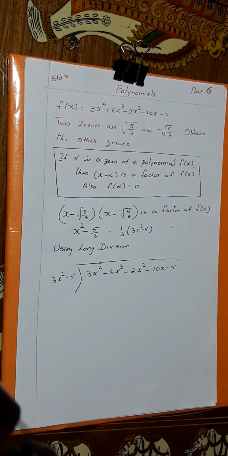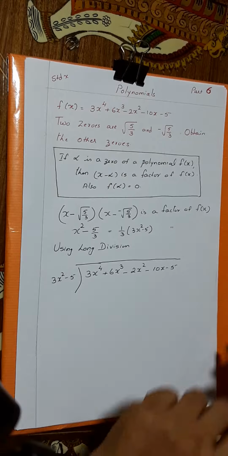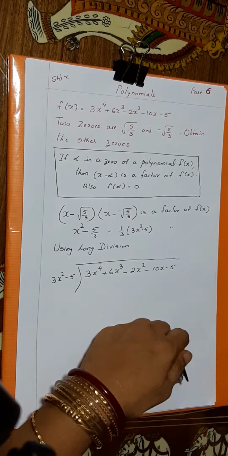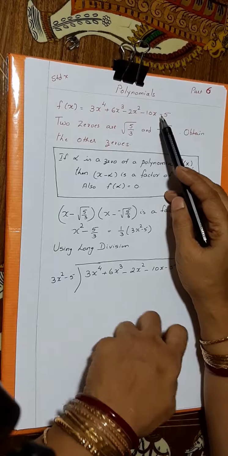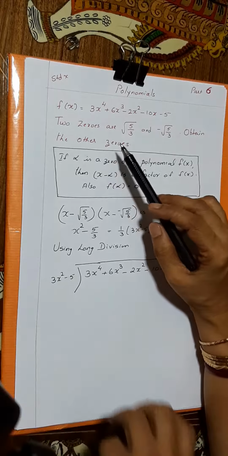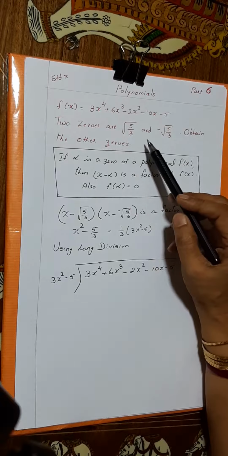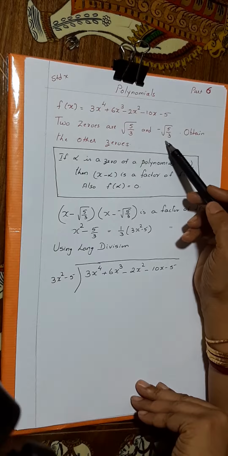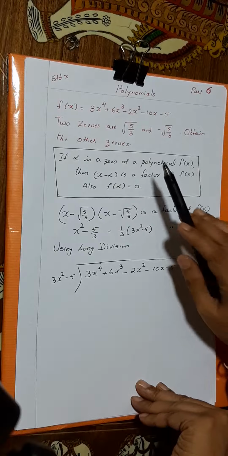The chapter is Polynomials for standard 10 and this is part 6. It's given f(x) is equal to 3x to the power of 4 plus 6x cube minus 2x squared minus 10x minus 5. The two zeros are given as root 5 by 3 and minus root 5 by 3. We have to obtain the other zeros.